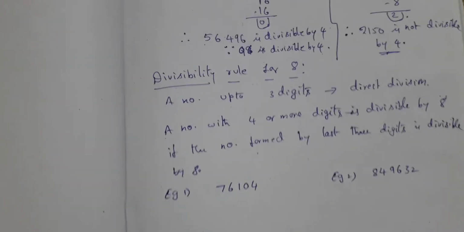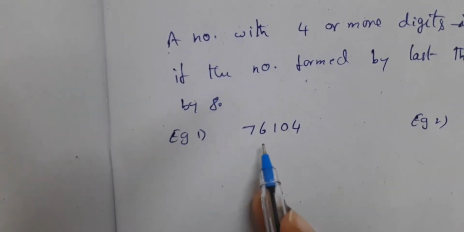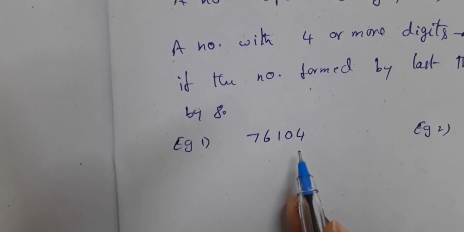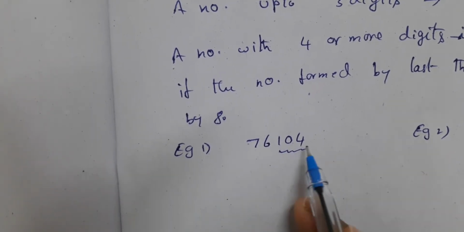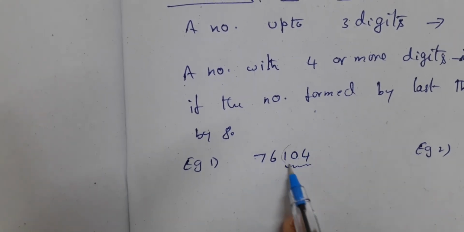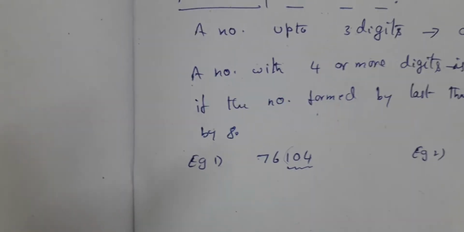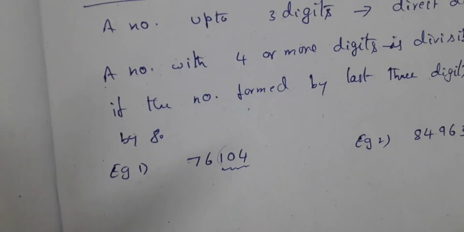Let us see the example. So in the example, what is the number we have considered? 76,104. First, how many digits are there? 5 digits. So we have to verify the divisibility rule. What is the divisibility rule? If the last 3 digits are divisible by 8, then the complete number is divisible by 8. Now let us check whether it is divisible by 8 or not.